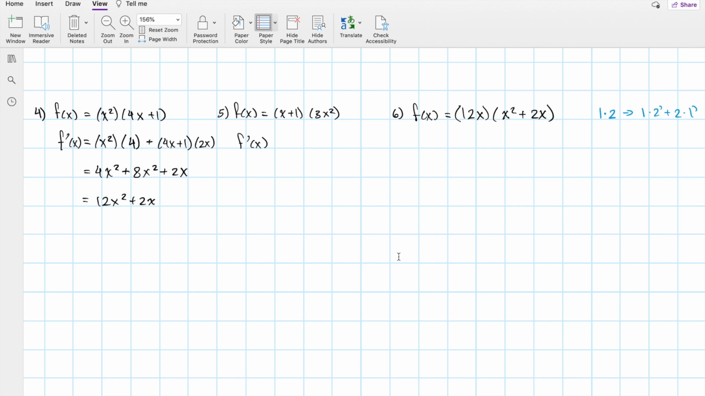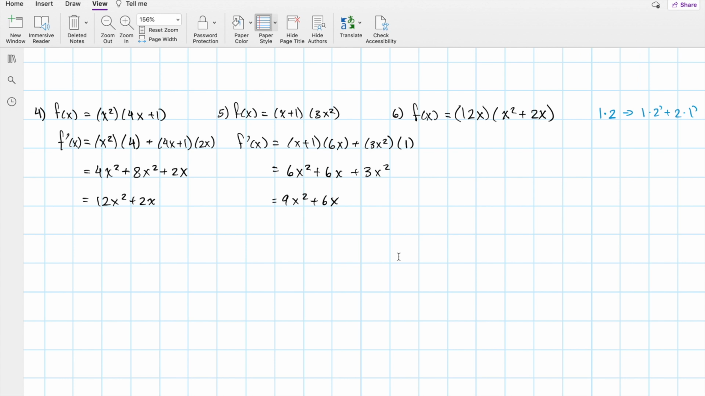Number 5. Same method, same idea. We're going to take x plus 1, leave it as is, multiplied by the derivative of 3x squared, 6x, plus 3x squared, leaving it as is, multiplied by the derivative of x plus 1. Well, the derivative of x plus 1 is just 1, because the derivative of x is 1, plus the derivative of 1 is 0, so 1. Simplifying that, we get 6x squared plus 6x plus 3x squared, or 9x squared plus 6x.